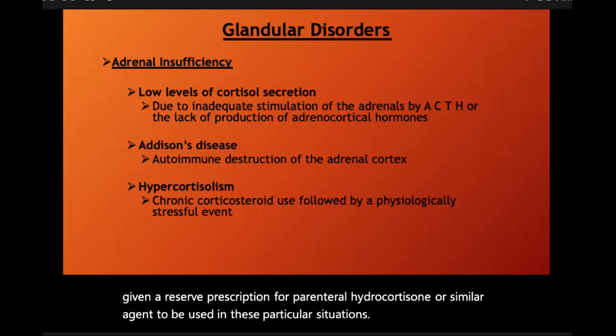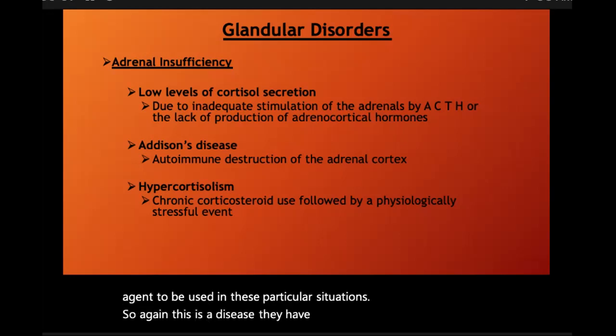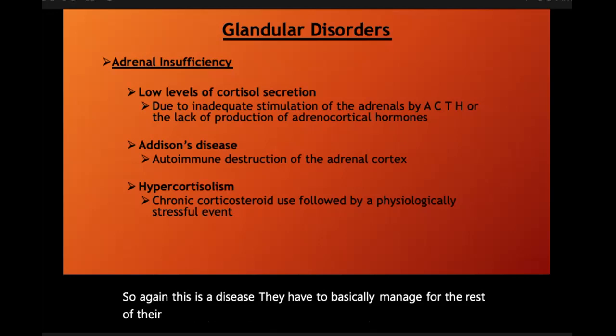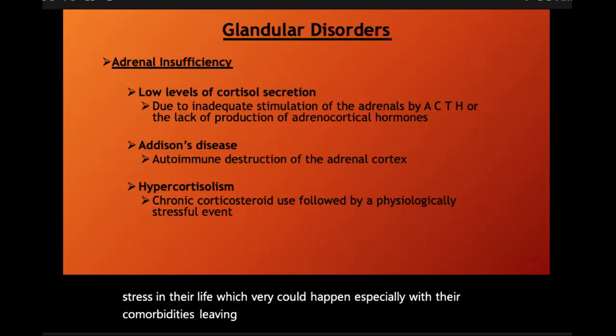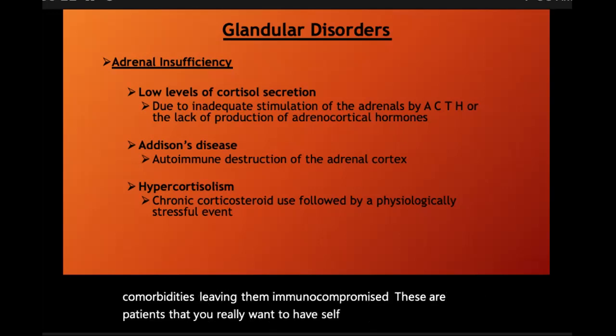So again, this is a disease they have to basically manage for the rest of their lives. And if they develop an infection or there's any major stress in their life, which very well could happen, especially with their comorbidities, leaving them immunocompromised, these are patients that you really want to have self-aware of when they need to act in terms of disease management.